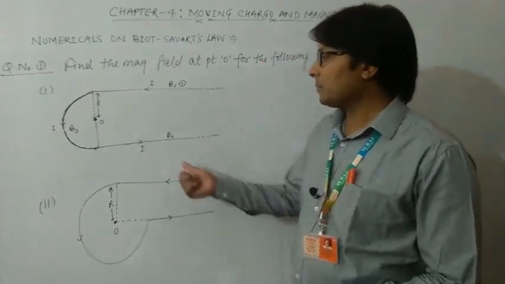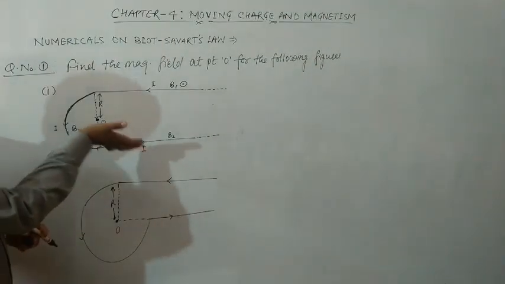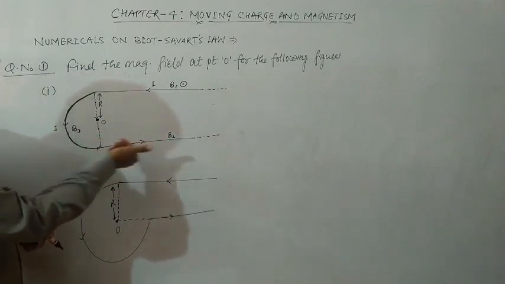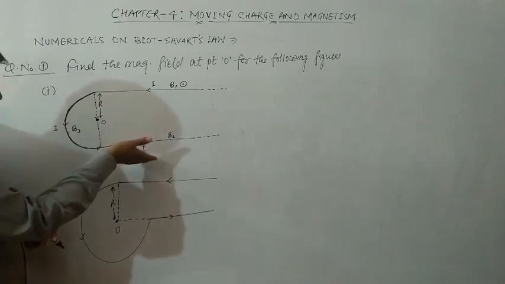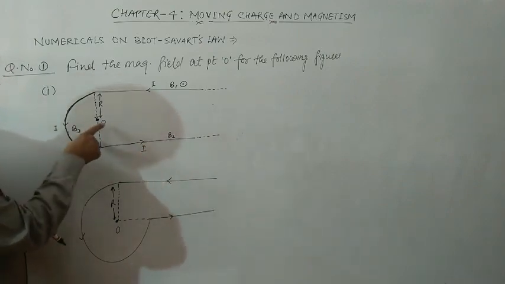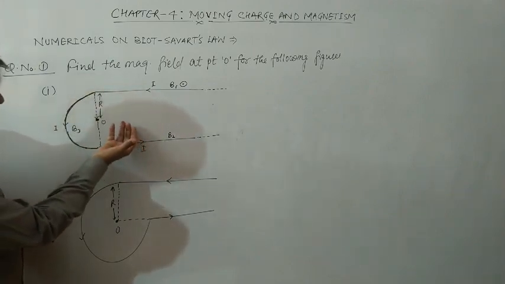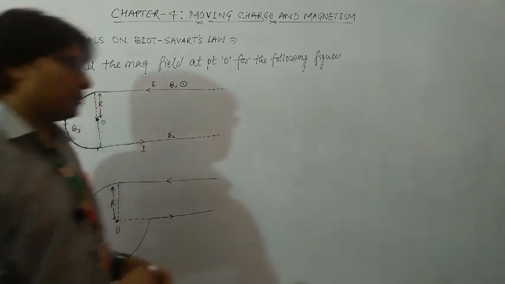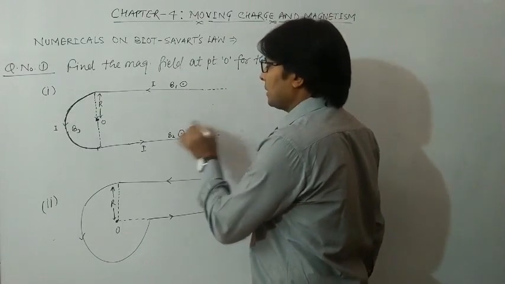Same for this wire, we can check the direction using the right hand thumb rule. We hold this wire in our right hand such that the direction of the thumb is in the direction of current, then definitely at this point the magnetic field will be perpendicularly downward. But since this point O is in the upper half of this wire, it will also be perpendicularly outward due to this part of the wire. So we can have B2 also as perpendicularly outward.